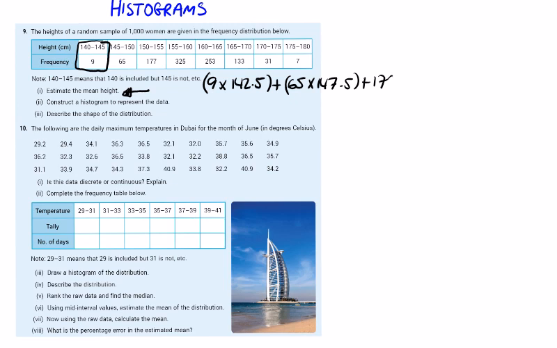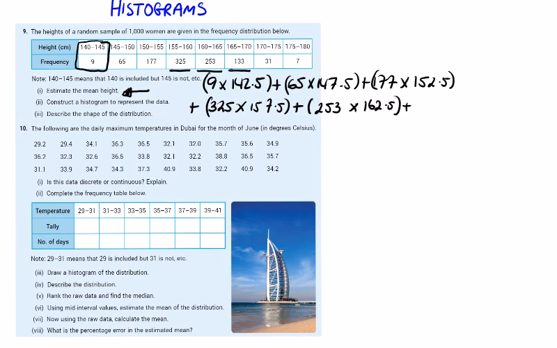plus 177 by 152.5. It's kind of slow and meticulous. Plus we're here 157.5, 325 by 157.5 plus, and you have to double check all your answers when you use a calculator, so a bit of work involved in this one. So we've got 253 by 162.5.